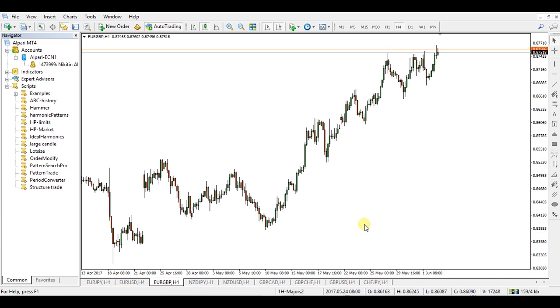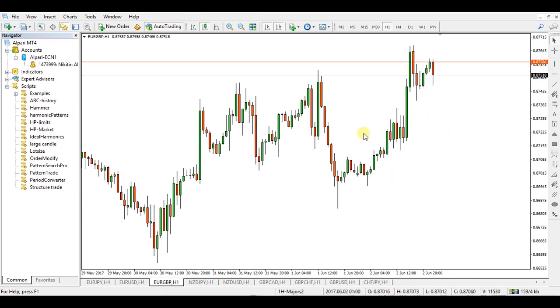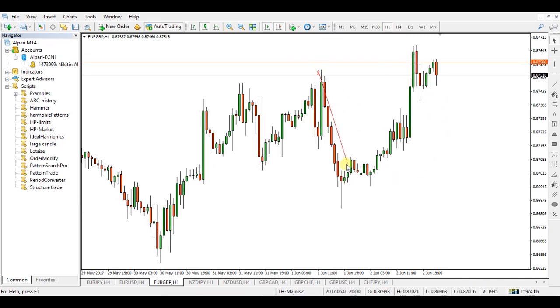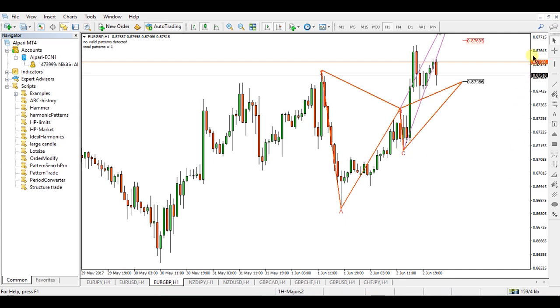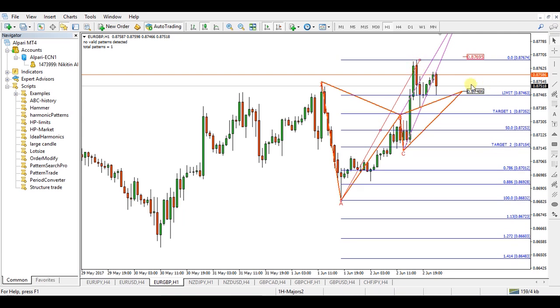Okay, euro GBP. No signs of relief. That uptrend continues. Maybe this one. X to A, B and C. And we have that godly pattern. Let me see if it hit stop. No, it didn't hit stop. It came pretty close. Now we are just above the original entry.